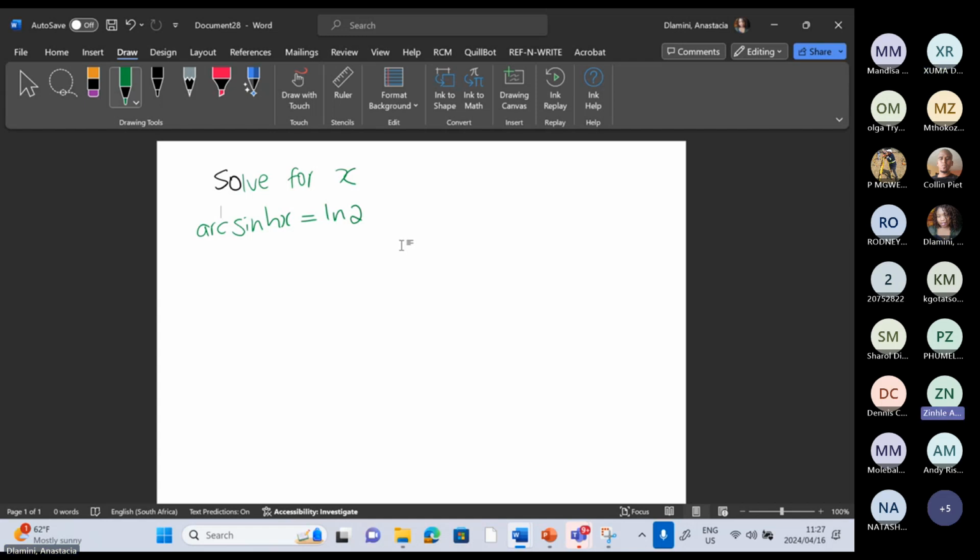So solving for x, for that arc hyperbolic sine x, are we not going to use that formula that they gave us, which is ln of x plus the square root of x squared plus 1? Why are you using that? Isn't that the defined exponential functions term? Are you always going to use that?